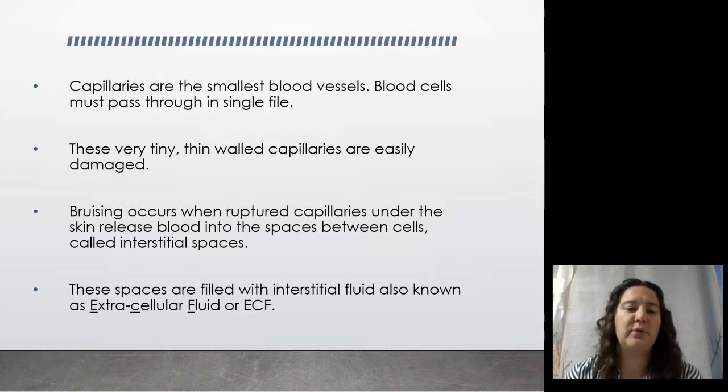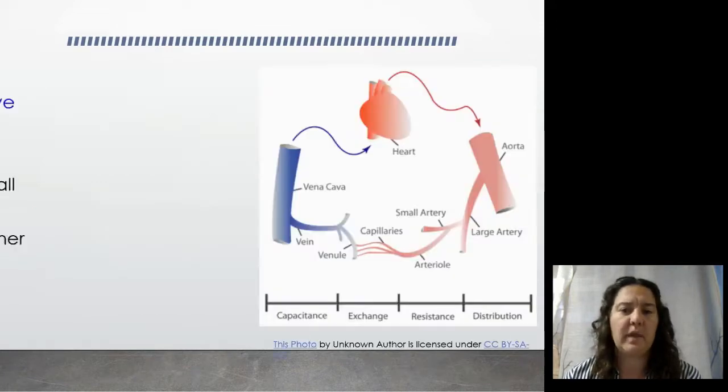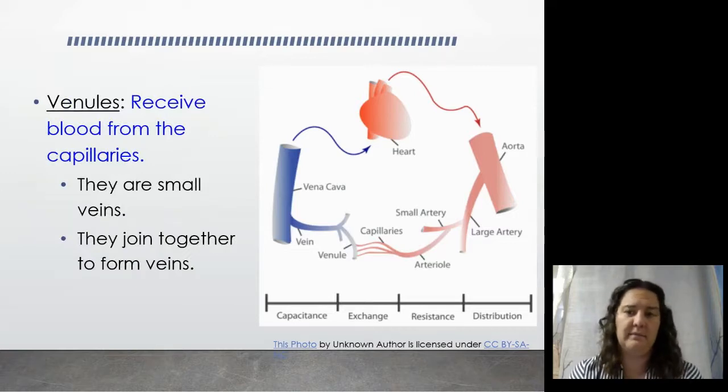This is where we might see bruising occur, when ruptured capillaries under the skin release blood into the spaces between the cells, called interstitial spaces. And these spaces are also filled with a fluid known as extracellular fluid, or ECF. So our cells are always bathed in this extracellular fluid. It typically doesn't contain blood.